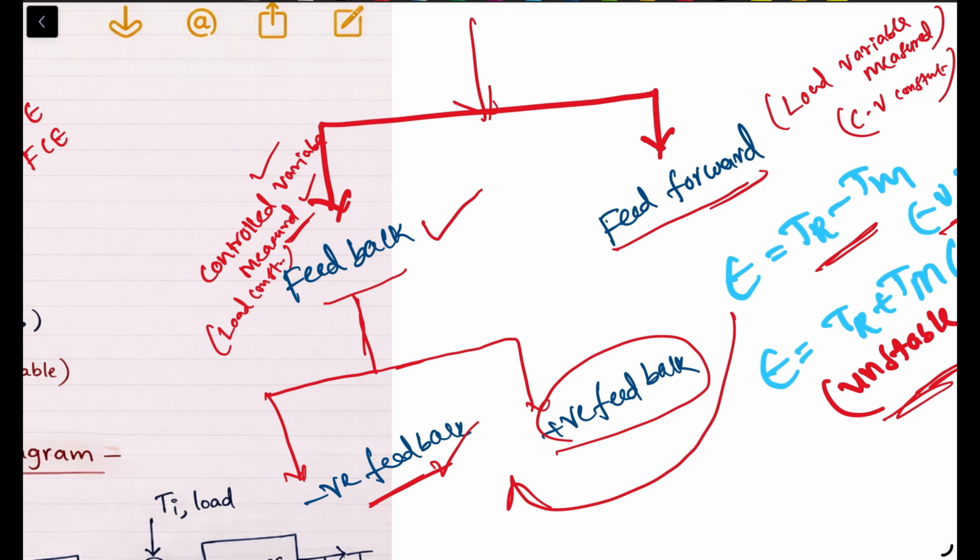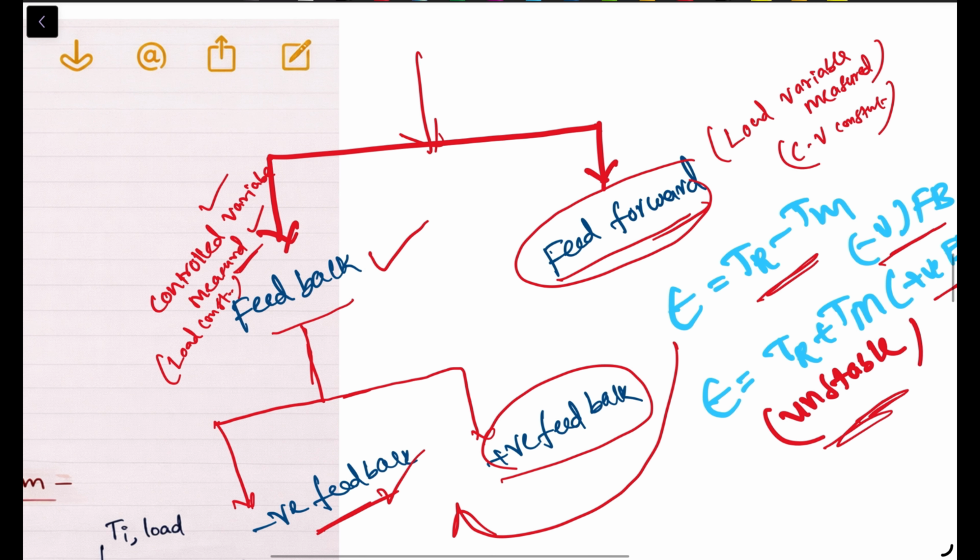Okay, what exactly did we discuss? Then we discuss the other one: the feed forward controller. What is a feed forward controller? In feedback control, the output variables are measured. In a feed forward controller, instead of measuring the output, we measure the disturbances and load variable.